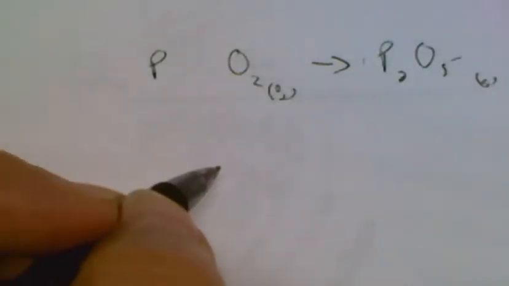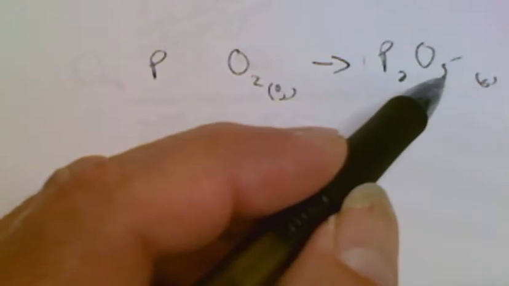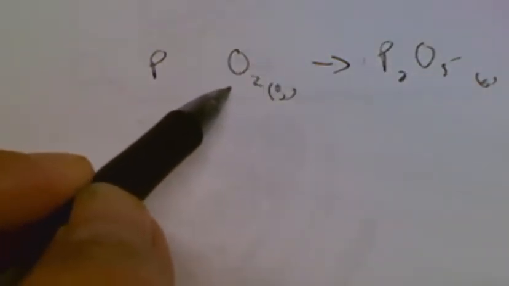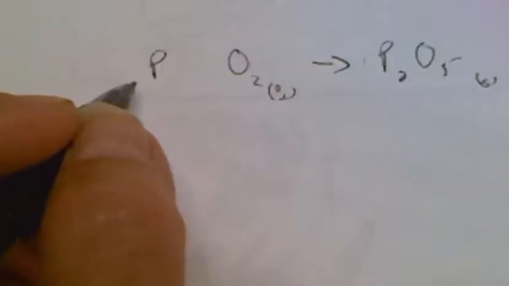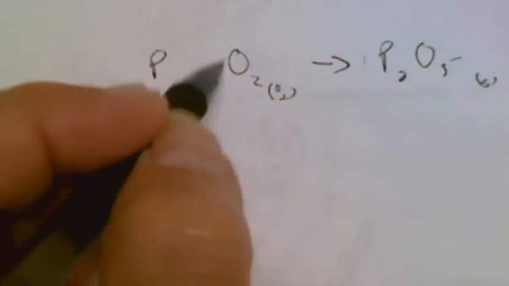And now I'm going to try to balance these 2. I have 5 oxygens on this side and 2 on that side. How in the world am I going to balance these? Well, one of the tricks we can use to balance them is I can kind of force this one to equal 5.